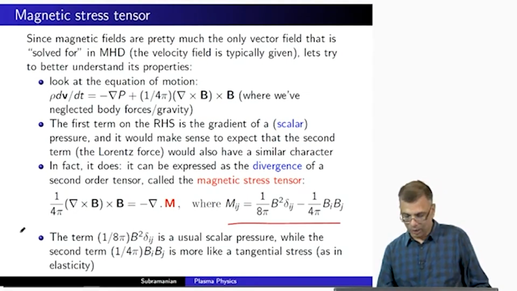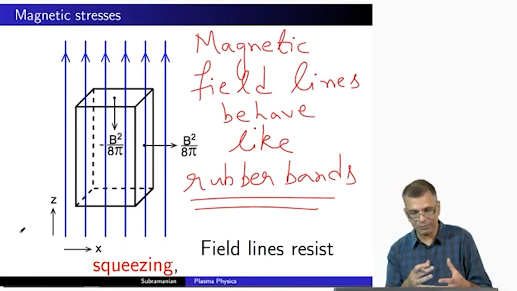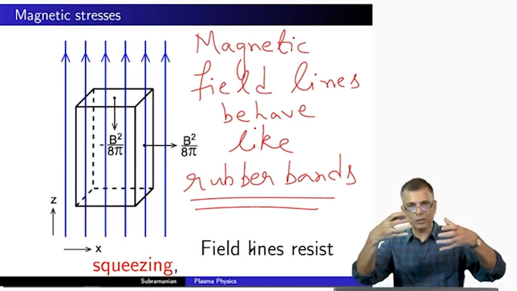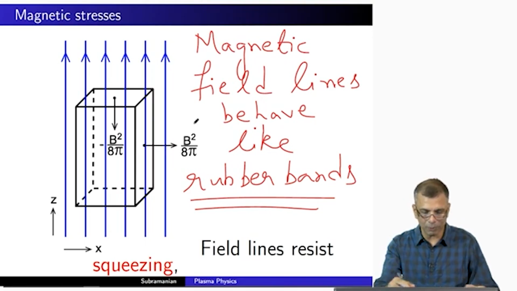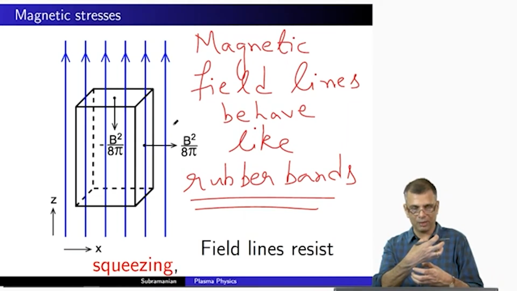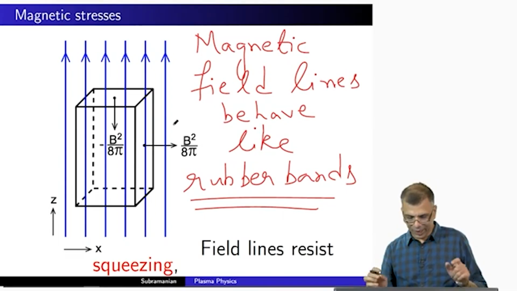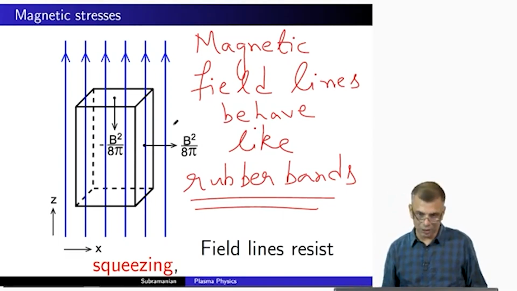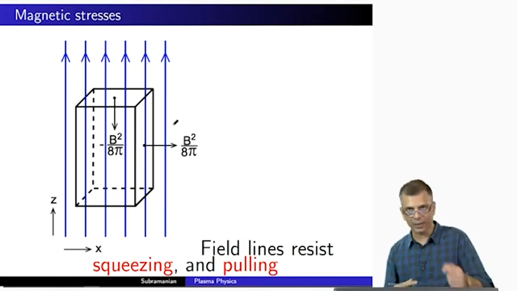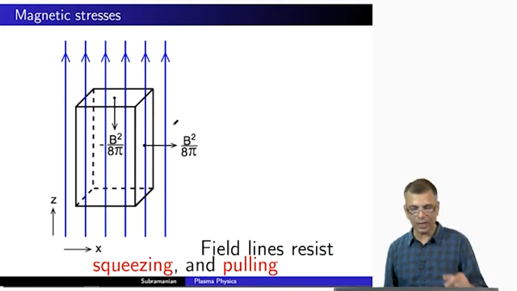The other thing is that a bunch of rubber bands would resist squeezing. You take a bunch of rubber bands and try to squeeze them in the perpendicular direction, they will resist squeezing. They will not like to be squeezed. They will have a pressure that resists this squeezing. So, it turns out that the character of this curl B cross B is much like that. They resist squeezing and pulling. So, magnetic field lines behave much like rubber bands, and we will see how.